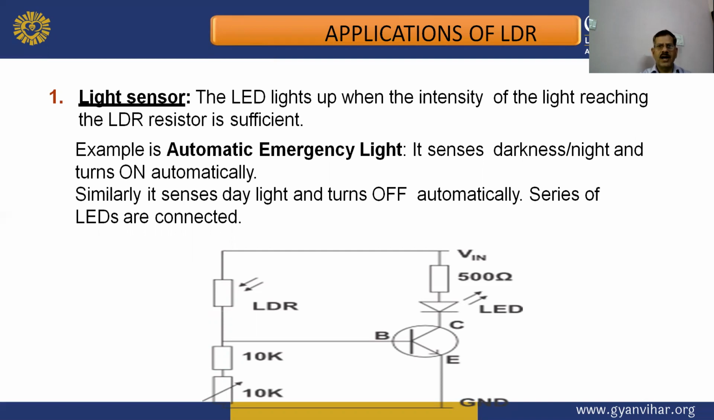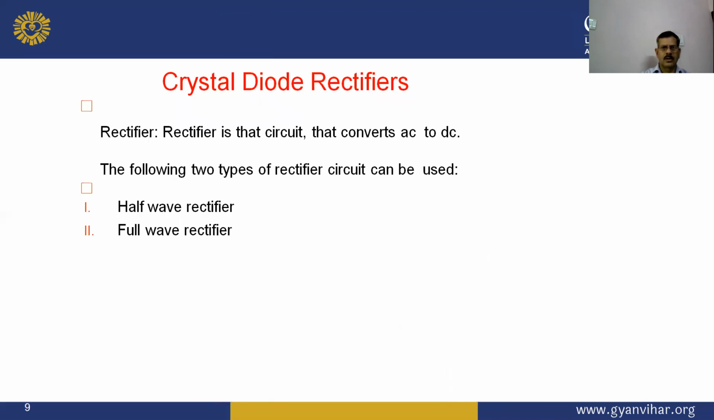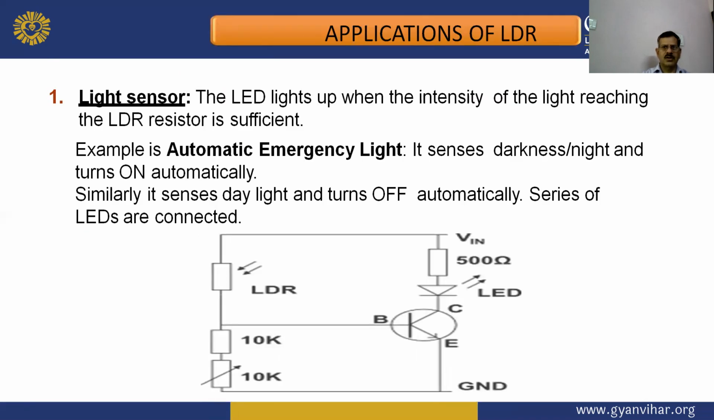Next, what are the applications of LDR? The first application of LDR is as a light sensor. The LED lights up when the intensity of the light reaching the LDR is sufficient. For example, an automatic emergency light senses darkness at night and turns on automatically. Similarly, it senses daylight and turns off automatically. A series of LEDs are connected, and we can also see this in this diagram. So these are some applications of LDR.